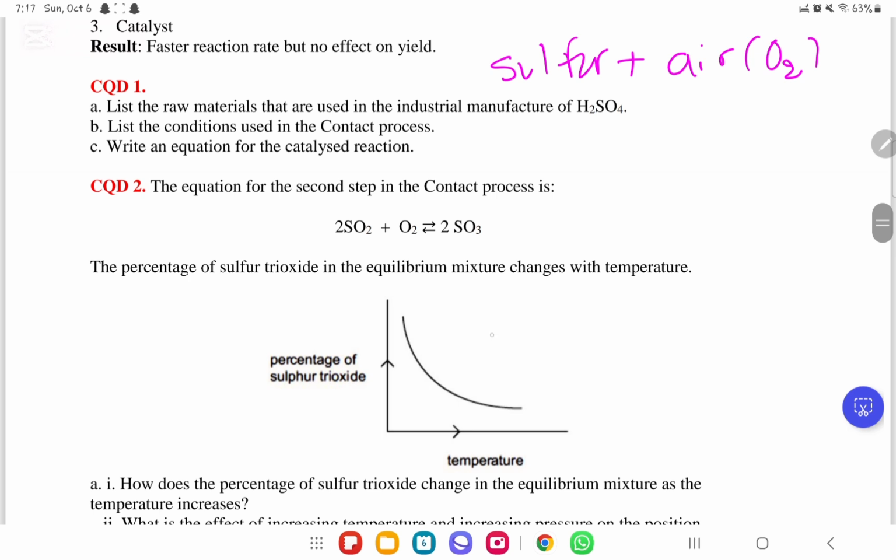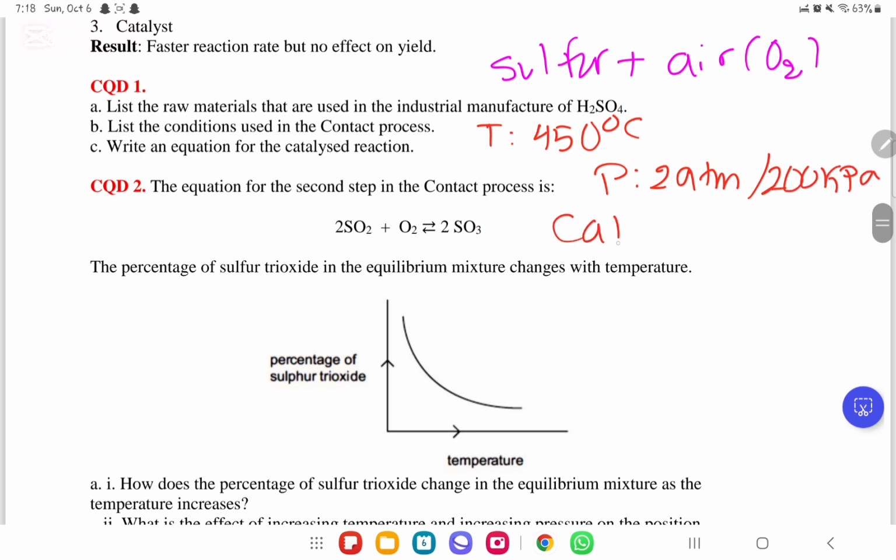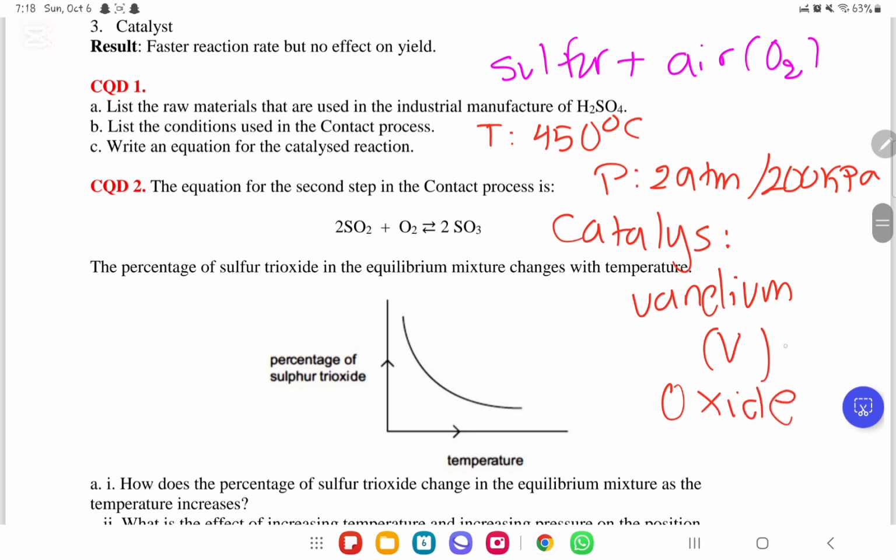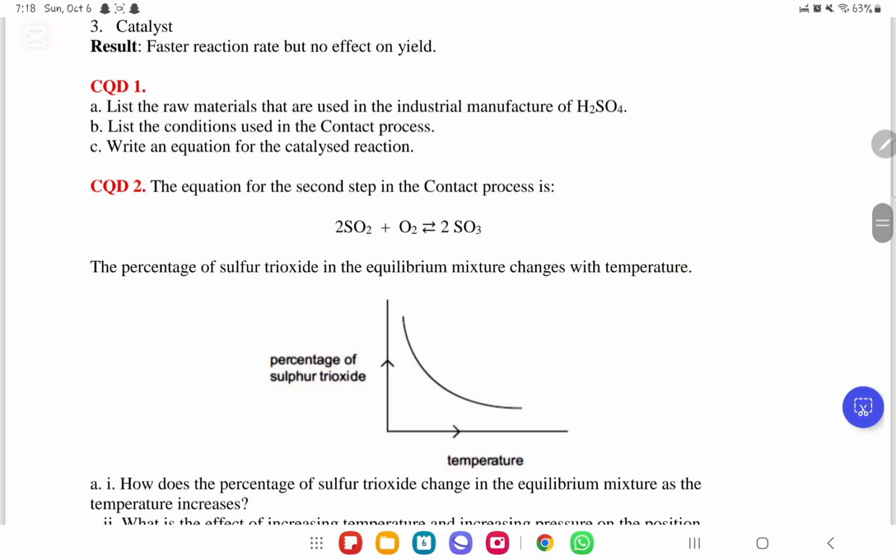So list the conditions used in the contact process. Okay, the temperature of the contact process was 450 degrees Celsius. The pressure was 2 atmospheres or 200 kilopascal. And then the catalyst was vanadium(V) oxide. And then finally, they're asking us in part C, write an equation for the catalyzed reaction.